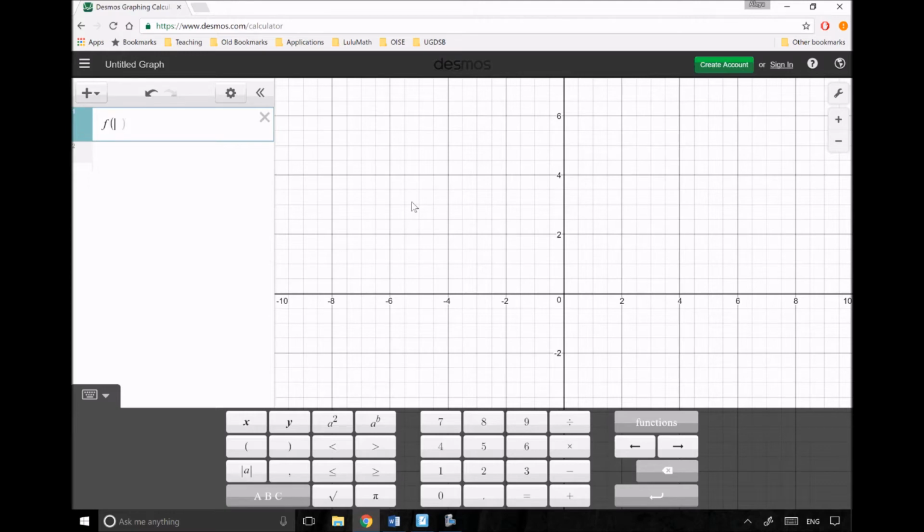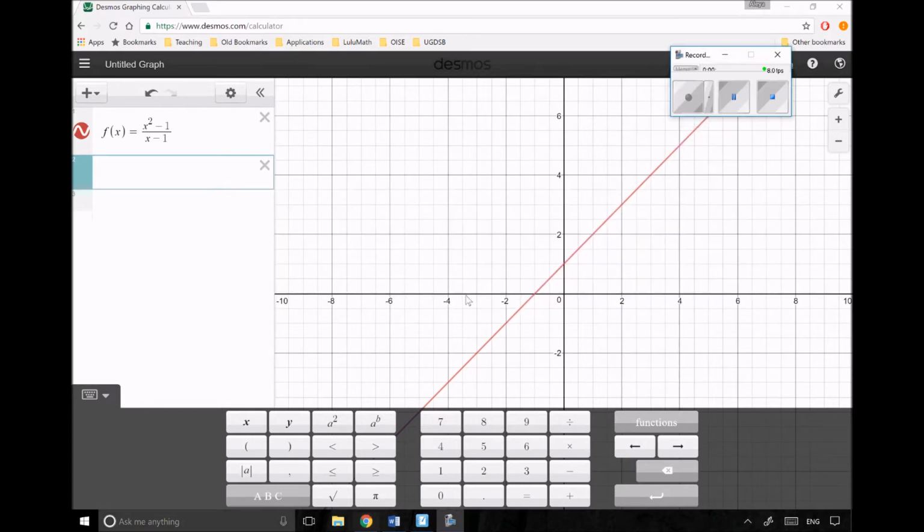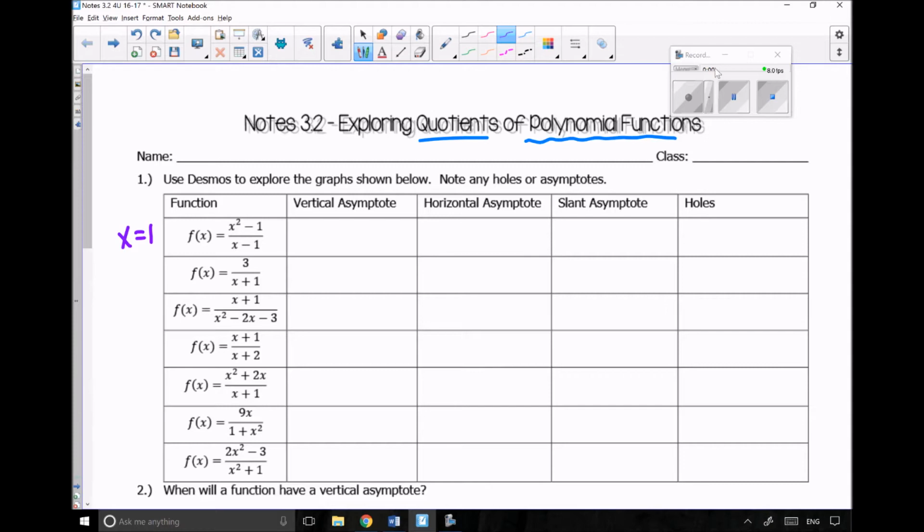When I graph f of x is equal to x squared minus 1 over x minus 1, I end up not getting an asymptote when x is 1, which is really strange. I would have expected an asymptote when x equals 1, because it's undefined when x is 1. So why didn't this happen? Let's do a little bit of algebra and see what ends up happening.